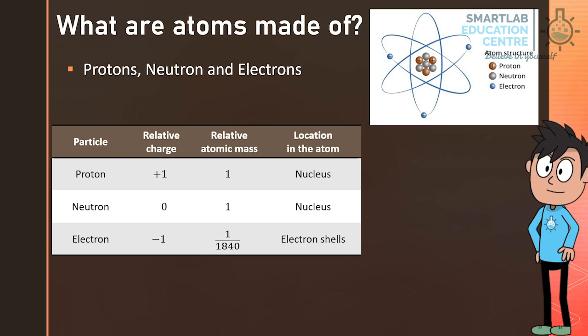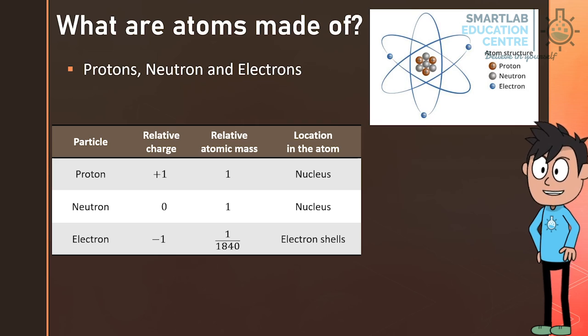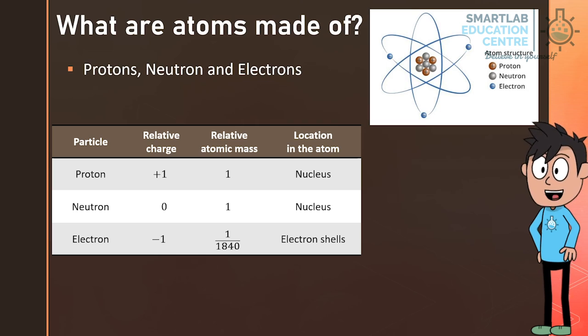at the center of the atom. Surrounding the center nucleus are the electron shells, which consist of electrons. Each electron has one negative charge, and it has negligible mass.